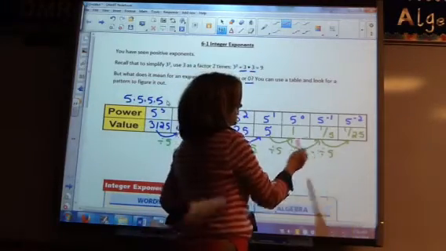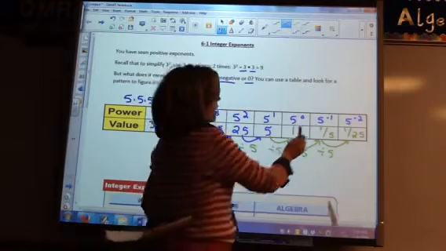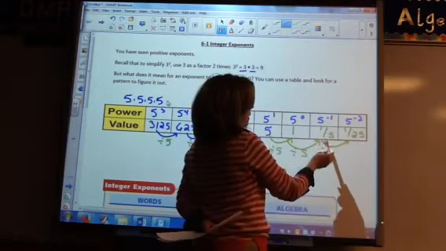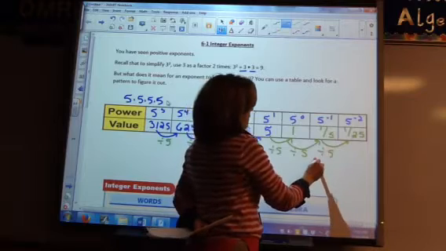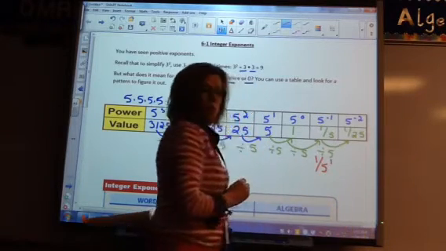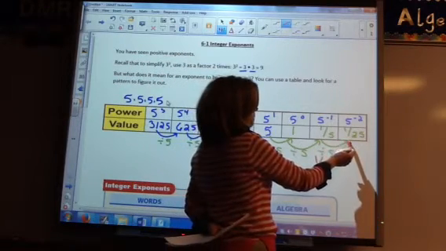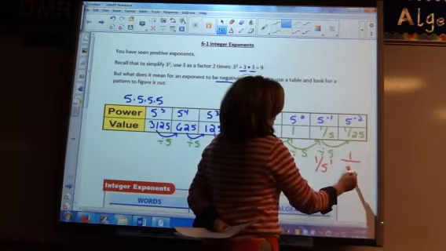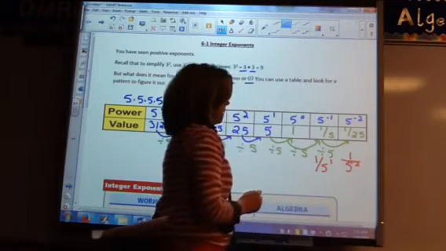So, let's look at this and see if we can come up with a rule for negative exponents here. If we have 5 to the negative 1st, that's 1/5, because we just took 1 and divided by 5. That is the same as 1 over 5 to the 1st power, right? So, what about this one? 5 to the negative 2nd is 1 over 5 squared, because 5 times 5 is 25.